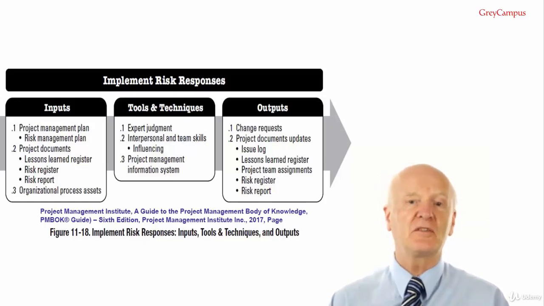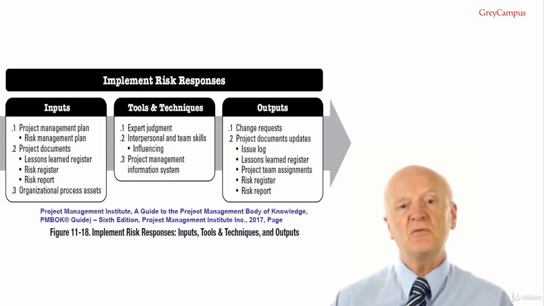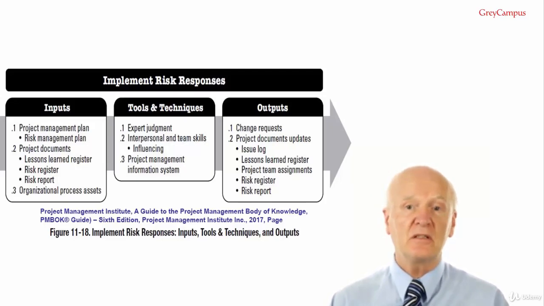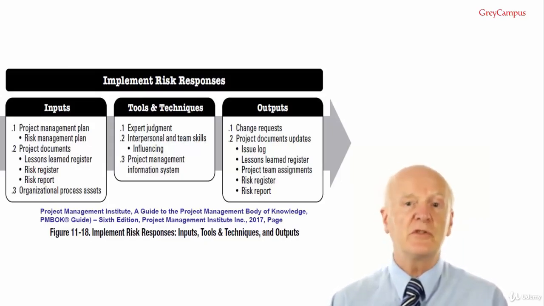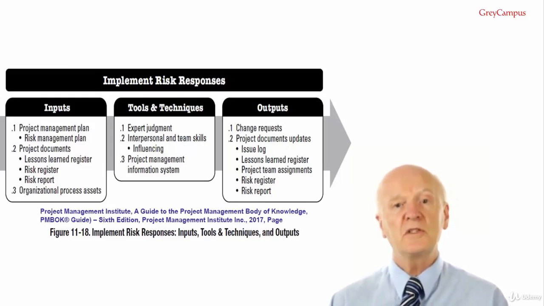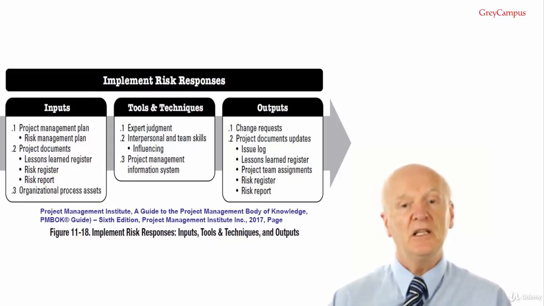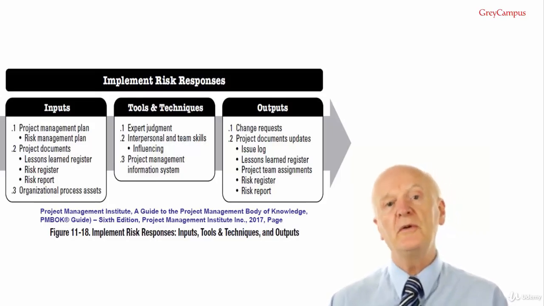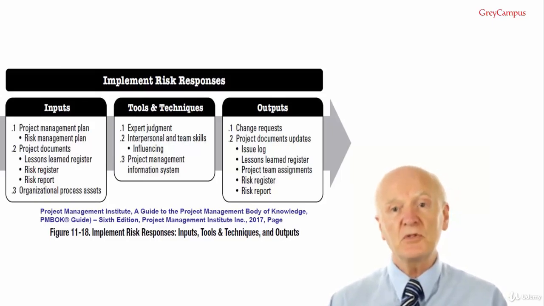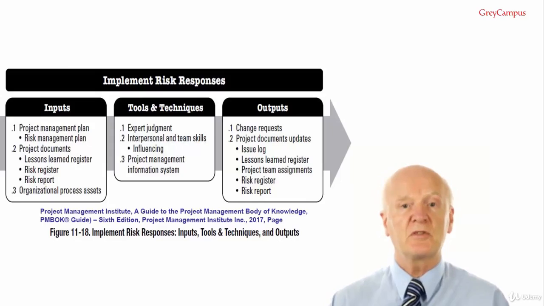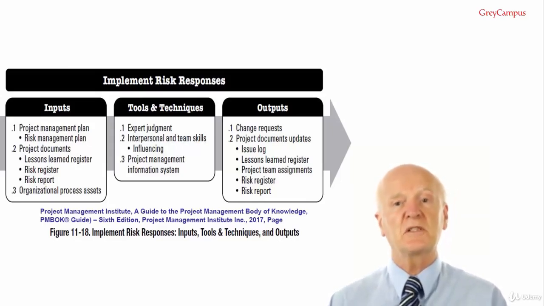Input number 2, project documents. These would include the lessons learned register and the risk register. It includes agreed upon risk responses for each individual risk and the nominated owners for each response plan. The risk report includes an assessment of the current overall project risk exposure, as well as the agreed upon risk response strategy. It also describes the major individual project risks with their planned responses too.